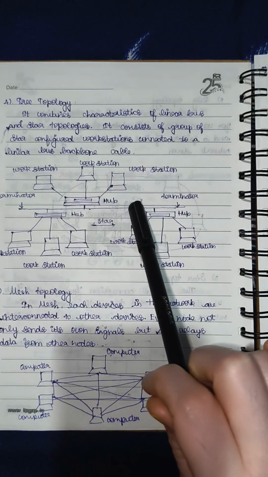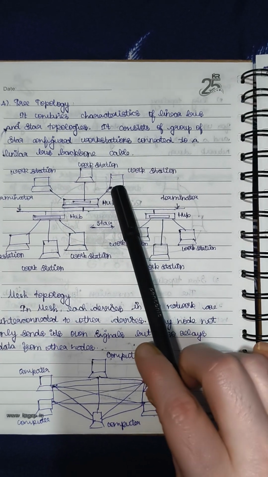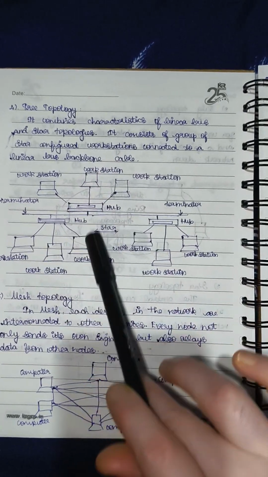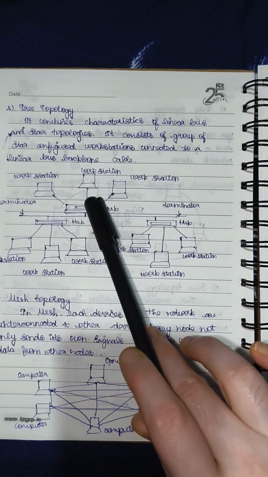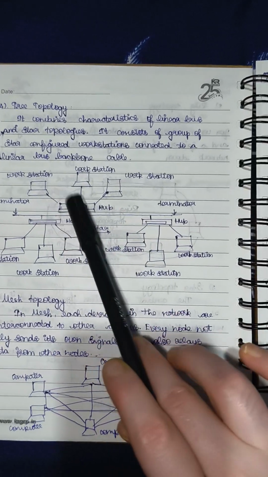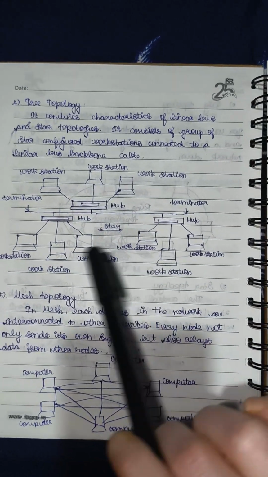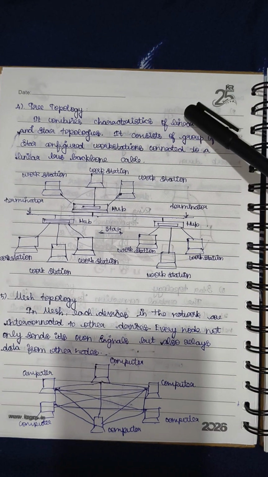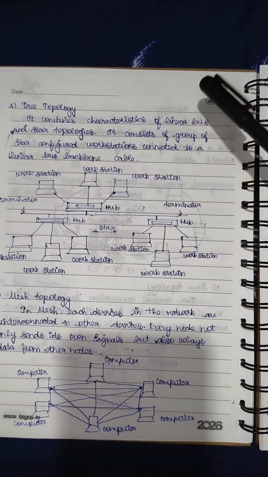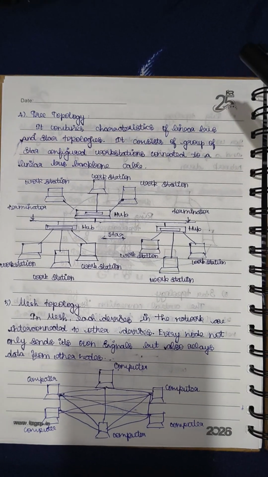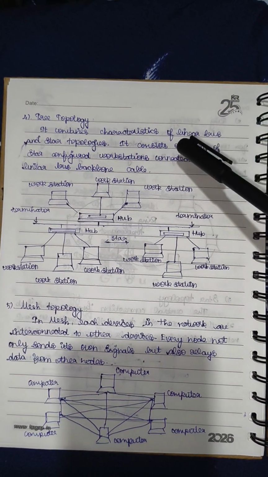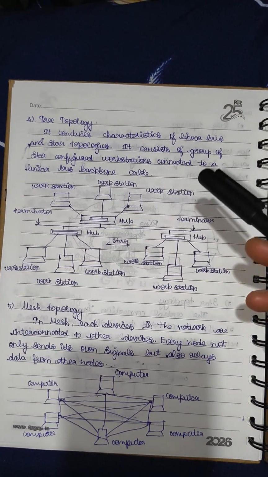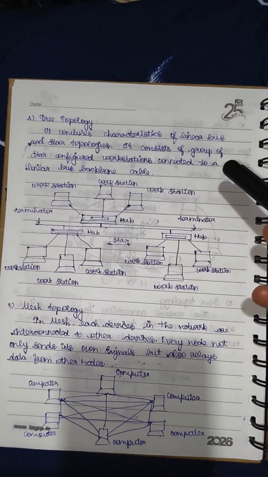So here also, in case of any link failure, cable failure or hub failure, the entire network goes down. But only here a group of networks has been connected. So in case of hub failure in any one network, that particular network goes down and the remaining networks work as usual. So that's the definition that has been given. So it combines characteristics of linear bus and star topology. It consists of a group of star configured workstations connected to a linear bus backbone cable. So that is the main thing in tree topology.